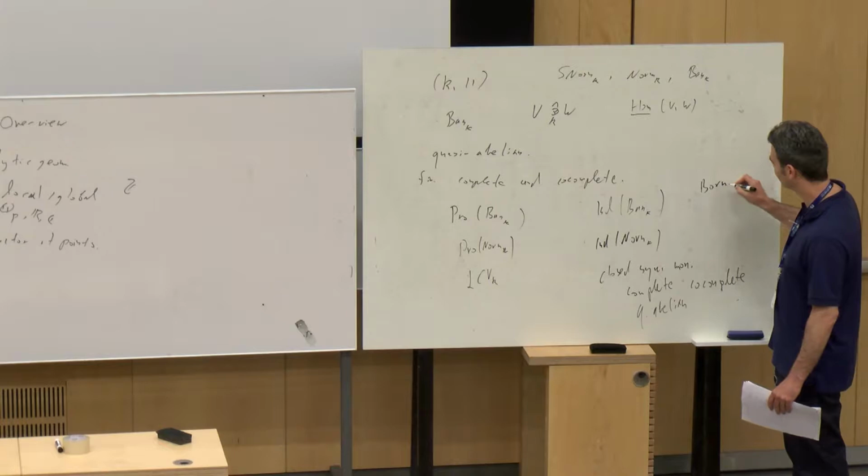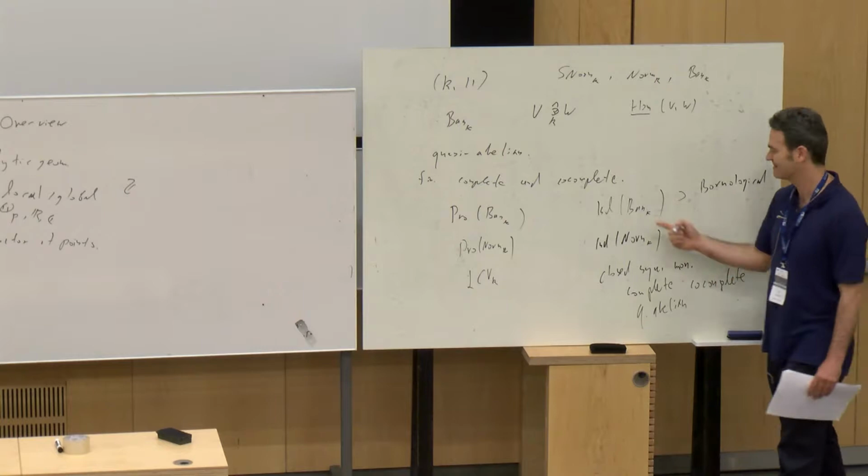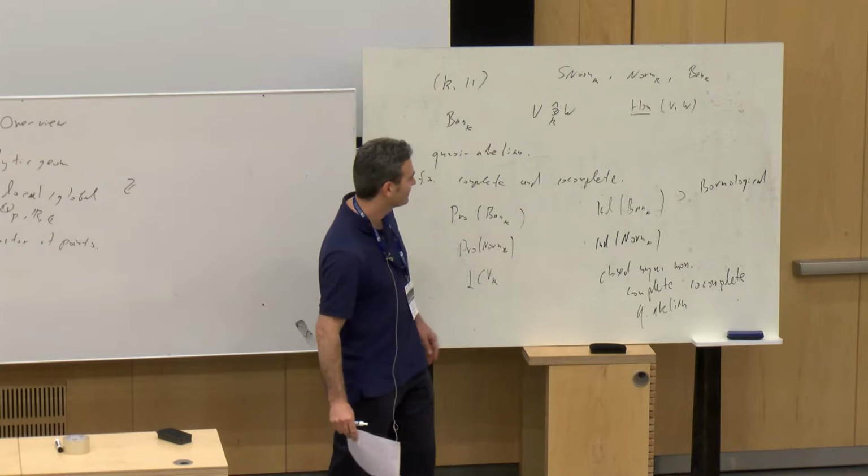Bornological spaces are a subcategory of Ind-Banach spaces of essentially monomorphic objects, or systems which are equivalent to ones where the maps are monomorphic. But actually the derived categories are equivalent, so it doesn't really matter which one you work with.